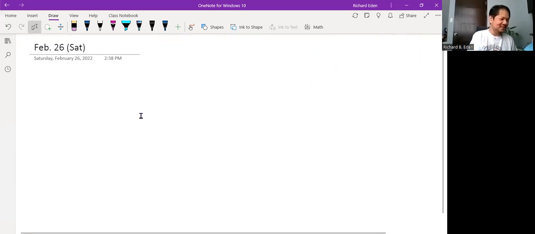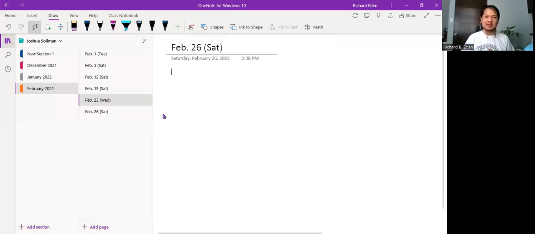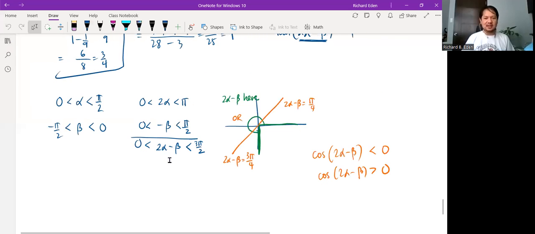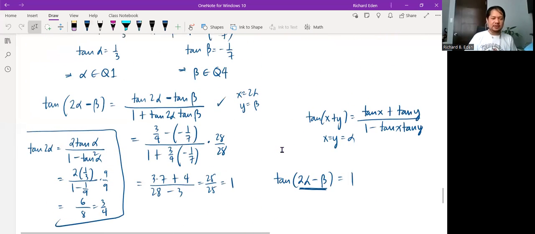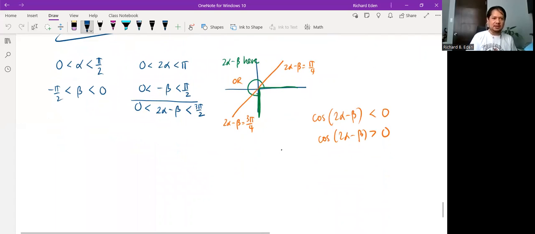Okay. So now that we have discussed inverse trigonometric functions. You know what's that? Before I forget, ipakita ko na ng mga ano. So let's continue this, but thanks for you to try.